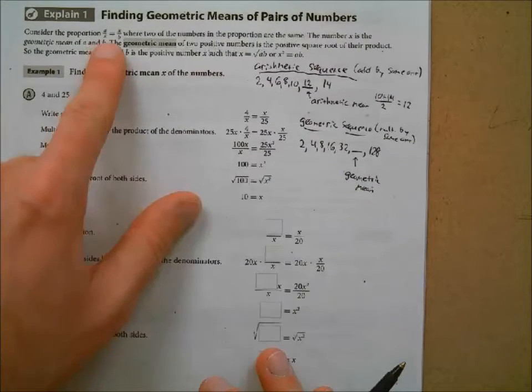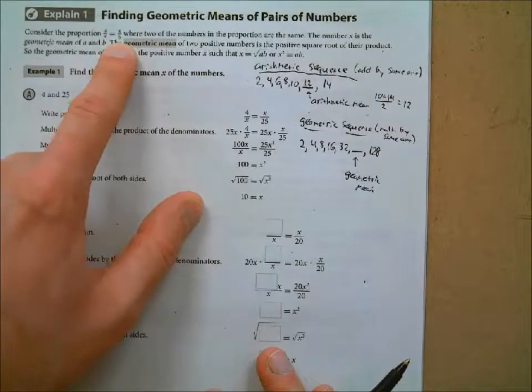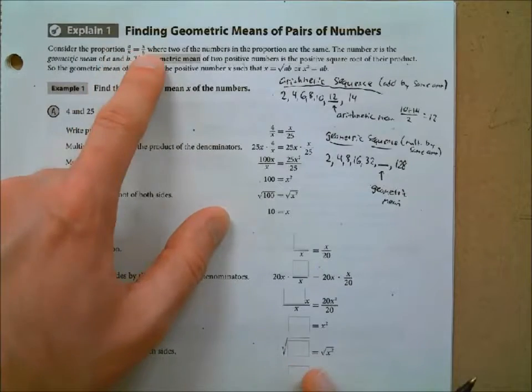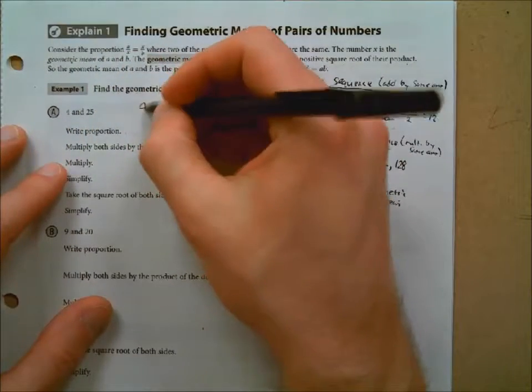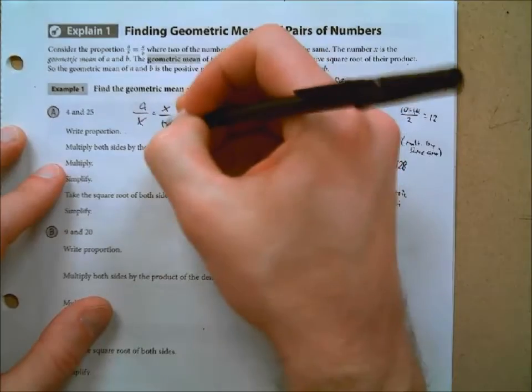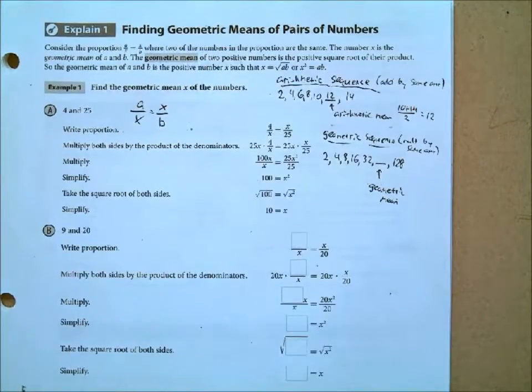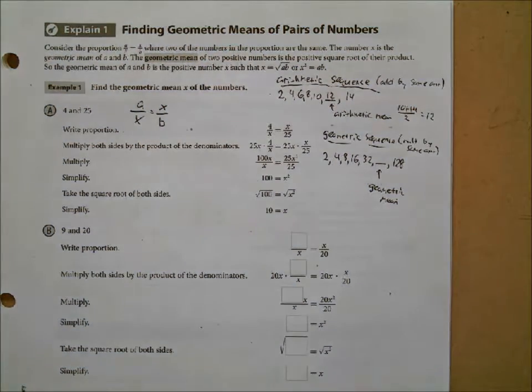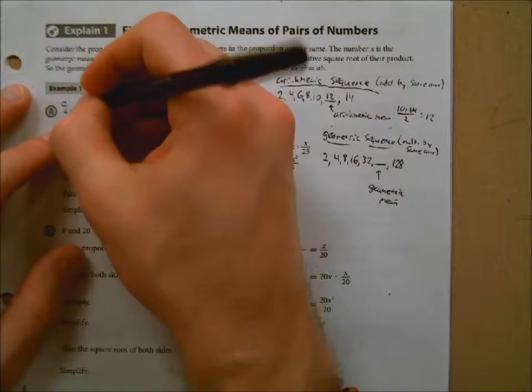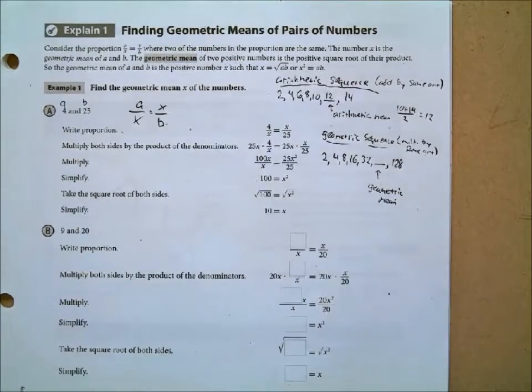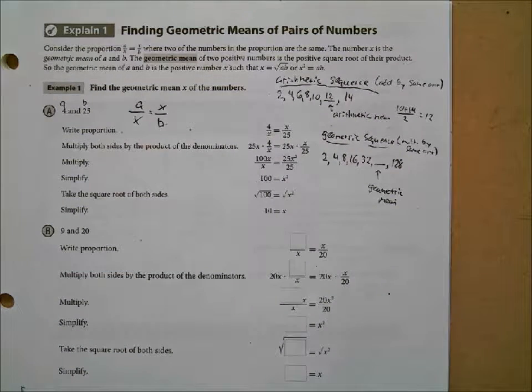So what is the geometric mean? The geometric mean is merely this. It is the solution to the proportion a over x equals x over b. What are the a's and b's? The a's and b's are the two numbers whose geometric mean we want to find. So in this case, A is 4, B is 25. Of course, you can flip those around, say B is 4 and A is 25, but that's the idea there.